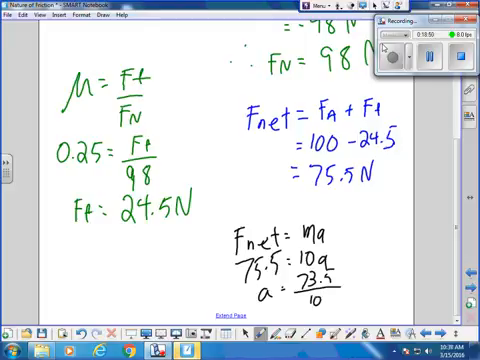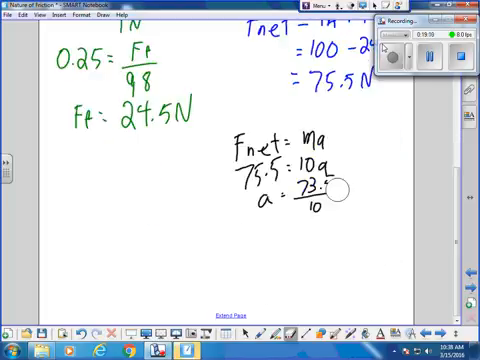.5 divided by 10 equals 7.35 meters per second squared. Where did I get 3 from? Yeah, what am I doing? Somehow I turned 75 into 73. 7.55.